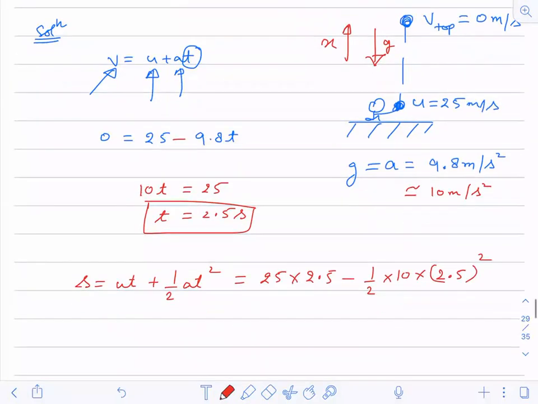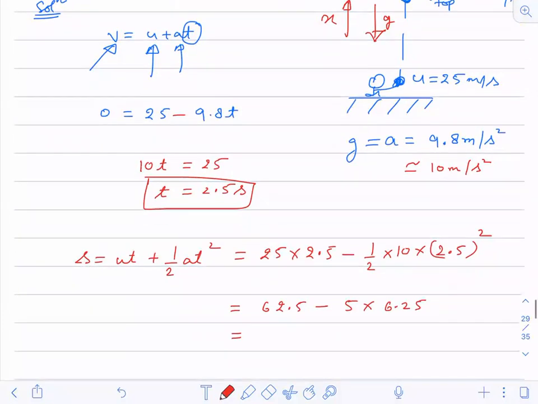Can you solve this now? What will you get here? 62.5 minus 5 into this will become 6.25. Correct? So you just solve this, and you will get the height.